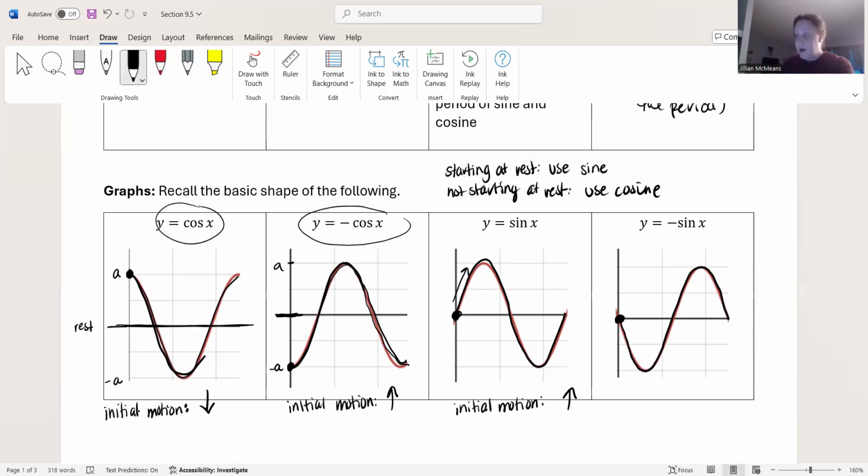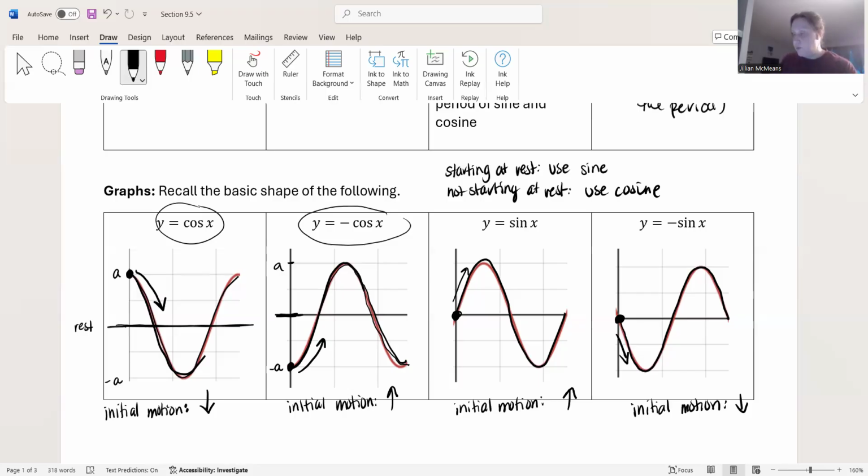So you smack it down, well, it's initially going to go down. So the initial motion is down. So kind of think about where you're at and where you're going. So for y equals cosine x, we're going down initially. Y equals negative cosine x, we would initially go up. Y equals sine of x, positive sine of x, we would initially go up. And then y equals negative sine of x, we would initially go down.